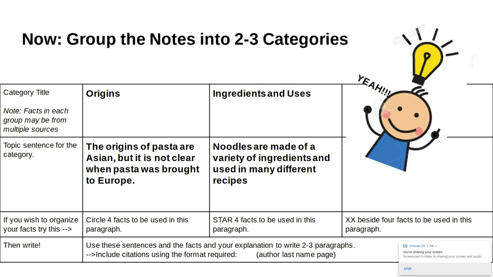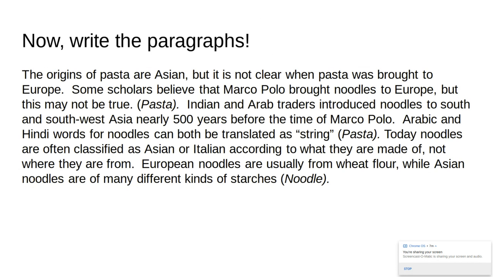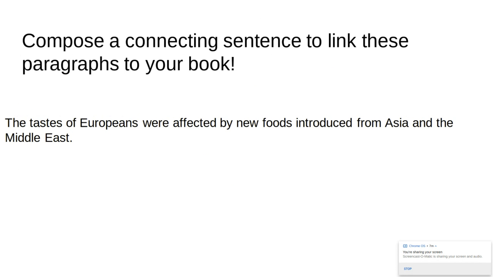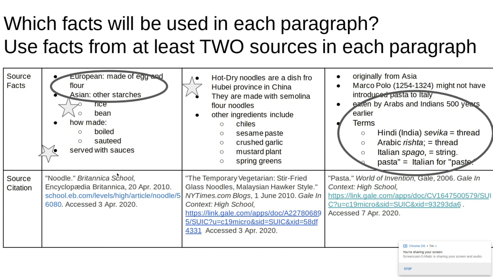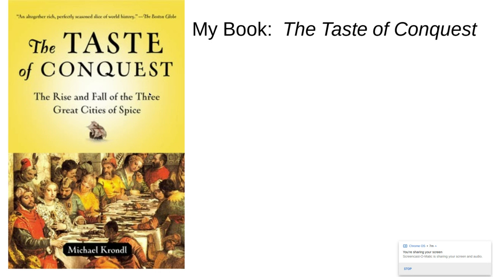After I've written both paragraphs, now I'm going to compose a single connecting sentence to link my paragraphs to my book. And here's my sentence. The tastes of Europeans were affected by new foods introduced from Asia and the Middle East. And that will connect my ideas of those paragraphs to what I've already written about my book, The Taste of Conquest.